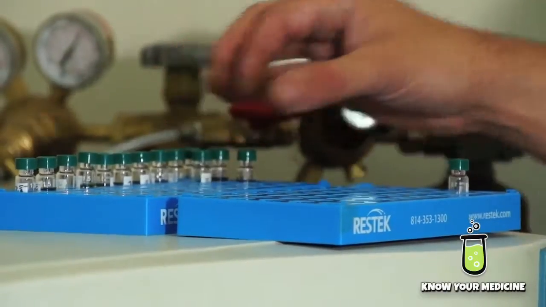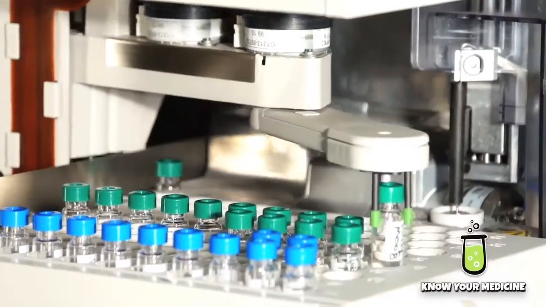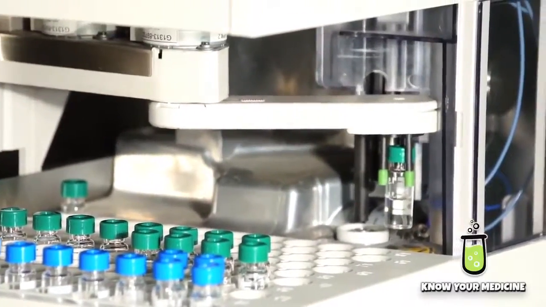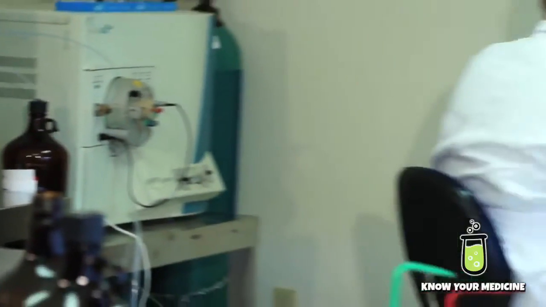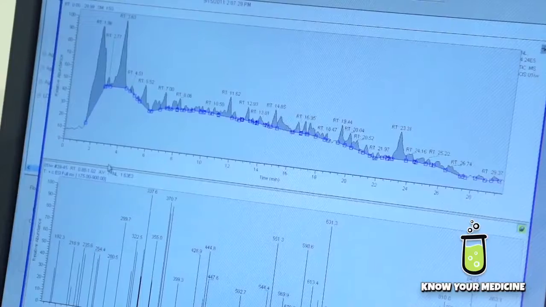SC Labs tests for CBDA using high-performance liquid chromatography. We use this over the other method that is in common practice, GC, or gas chromatography. The problem with gas chromatography is it uses heat in the process, and as I said, the heat takes CBDA and makes it into CBD. So the problem with gas chromatography is that you can't get any information at all on the amount of CBDA that's actually in the plant.